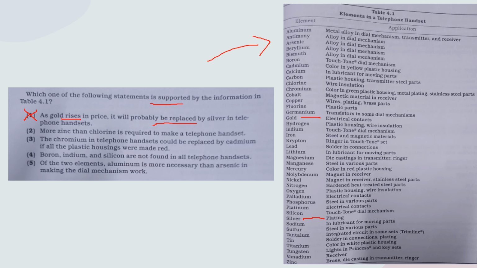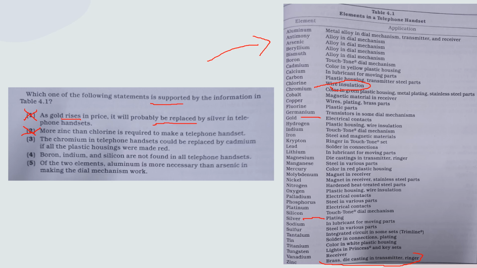Number 2, more zinc than chlorine is required to make a telephone handset. So zinc is used here for the brass die casting in the transmitter and the ringer, and chlorine is used in the wire insulation. But we don't know how much. We don't know how many grams or milligrams. We don't know what percentage. So we don't have any numbers. We cannot say it is more or less.